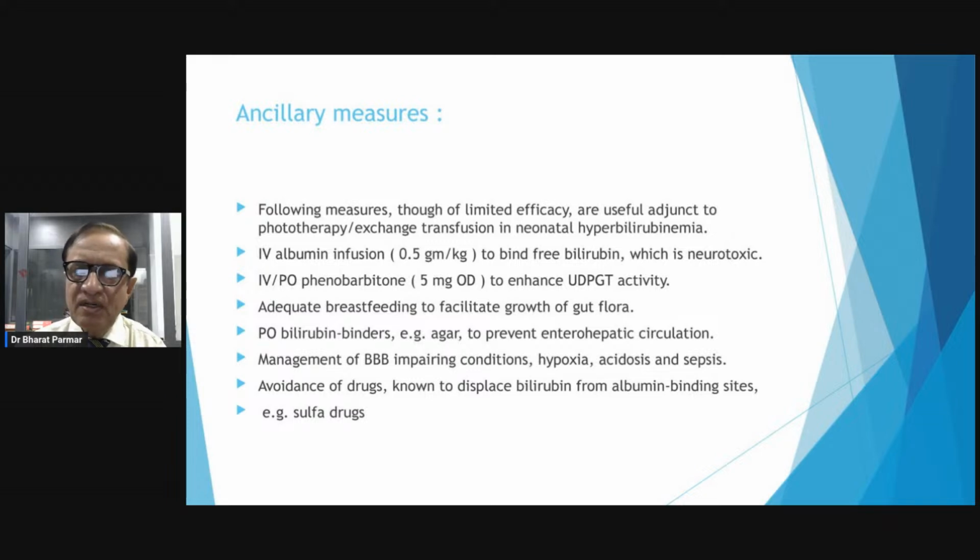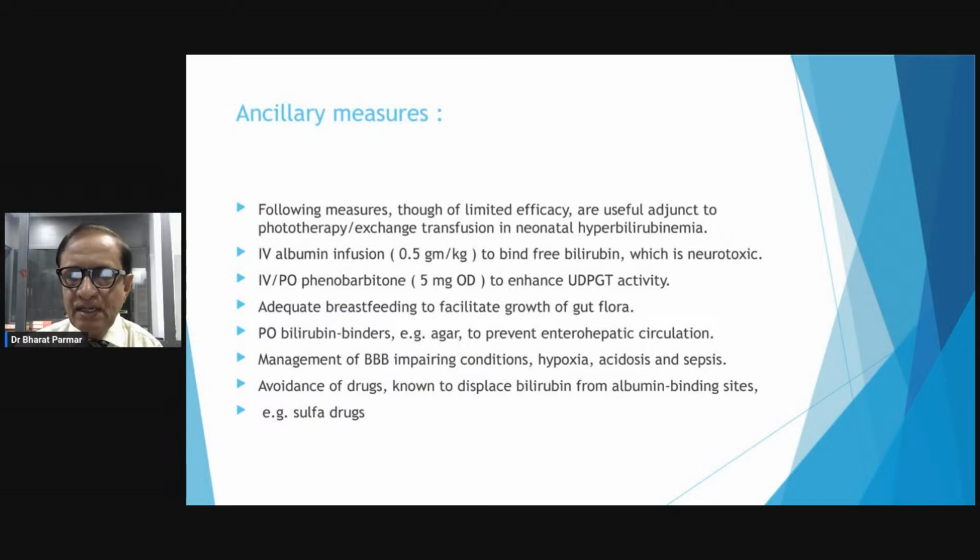Third, management of unconjugated hyperbilirubinemia includes ancillary measures. The following measures, though of limited efficacy, are useful as adjuncts to phototherapy and exchange transfusion in neonatal hyperbilirubinemia. IV albumin infusion, 0.5 gram per kg, to bind free bilirubin, which is neurotoxic. Intravenous or oral phenobarbital, 5 mg once daily, to enhance UDPGT activity.